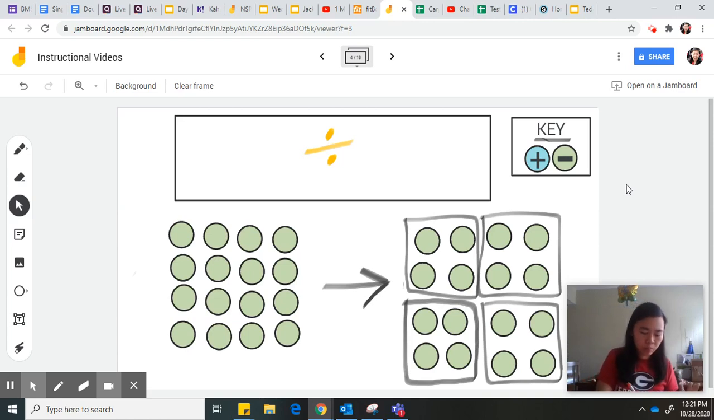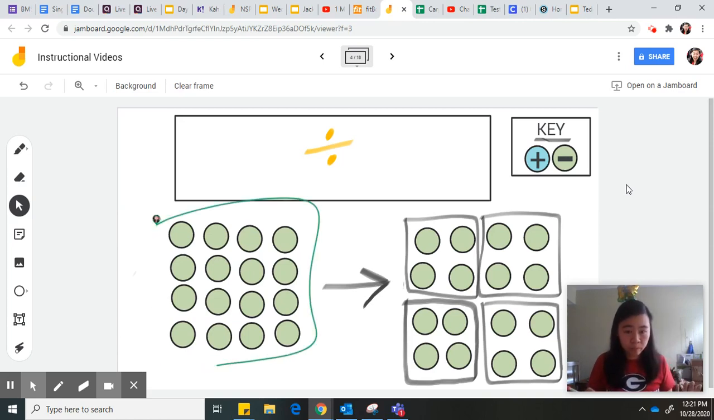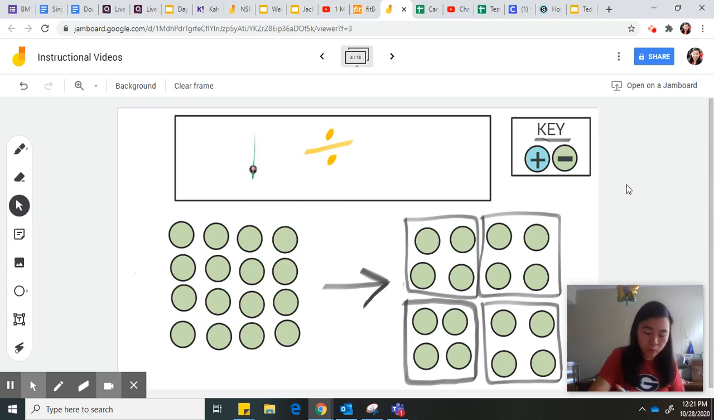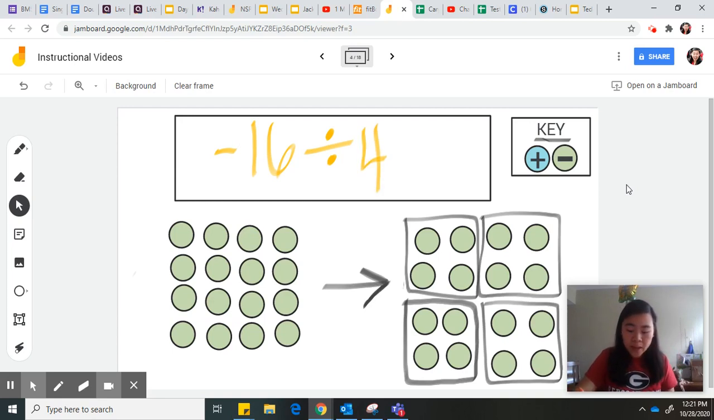So how many do we start with right here? We start with 16 counters. Some of you will want to just put the 16, but look at our key. Remember, we have to look at our key. Our key says the green counters are negative. So this is a negative 16. We are dividing them into how many groups? I see 4 groups. And our answer is how many is in one of these groups? In one of those groups, we have 4 counters and they are negative. So our answer is negative 4.